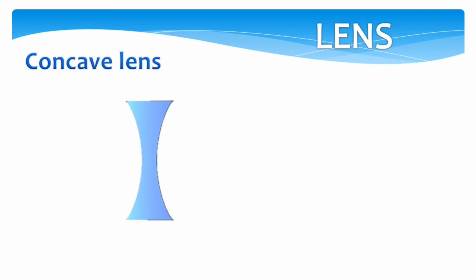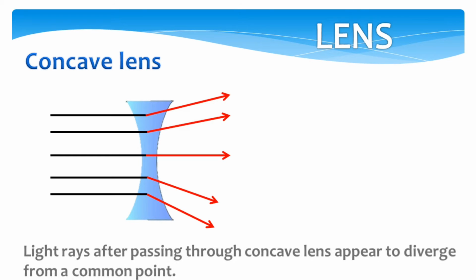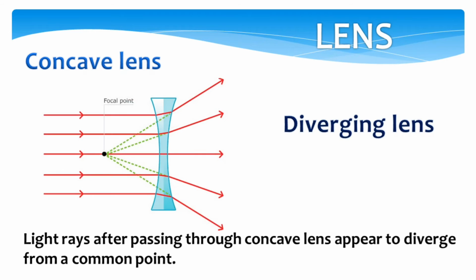A concave lens is thinner at the middle and thicker at the edges. When a parallel beam of light rays falls on a concave lens, the rays will spread out or diverge after passing through the lens. Since the refracted rays are diverging away from one another, they do not actually meet at a point, and this lens is also known as diverging lens. The diverging rays, when produced backwards, appear to meet at a point F on the left side of the lens.